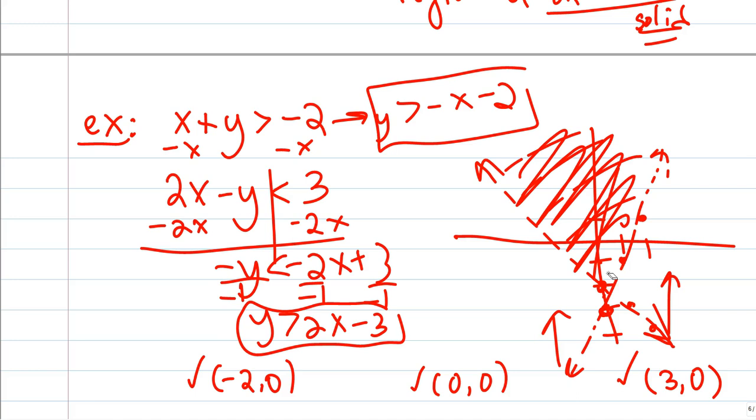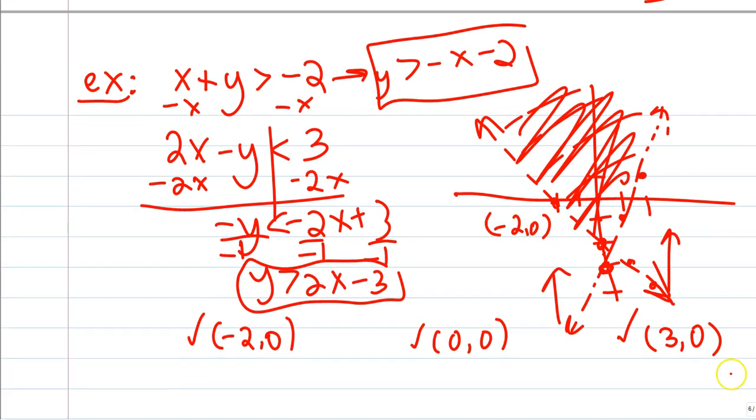Okay? Let's look at the following points. Negative 2, 0. I don't know. It looks like it might be on one of the lines. Is it a solution? Check it algebraically. X is negative 2. Is negative 2 plus 0 greater than negative 2? Is negative 2 greater than negative 2? No, it's not, is it? That means this is not a solution.